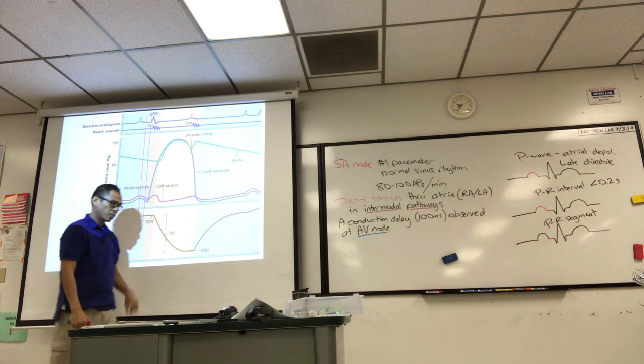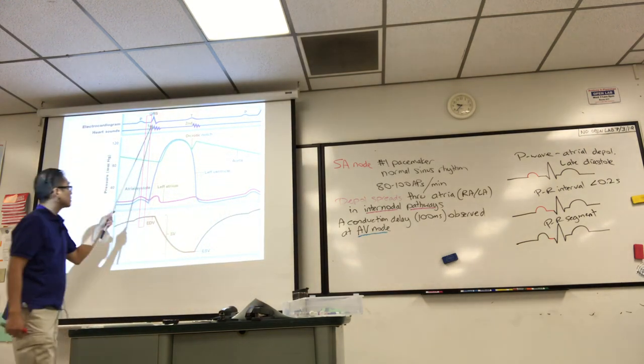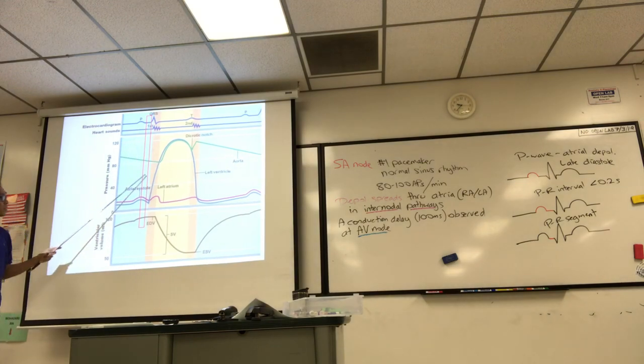So on the ECG for the Wiggers diagram, we're not in systole yet. There it is right there. This is the first part of systole, so this is like late diastole. We haven't even begun outflow yet.